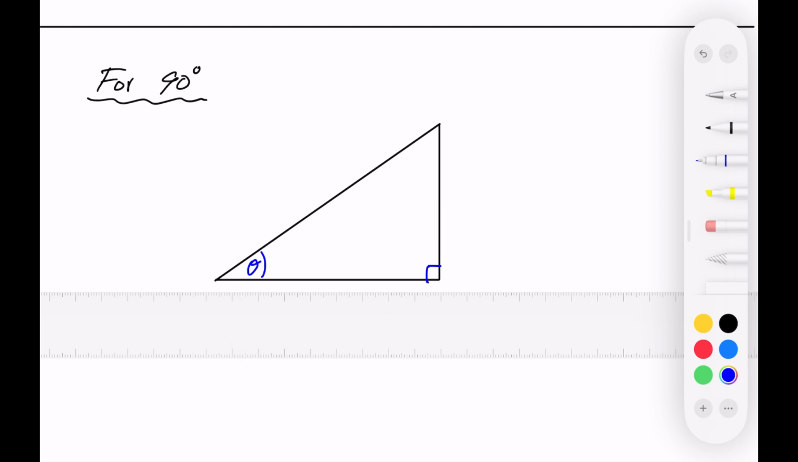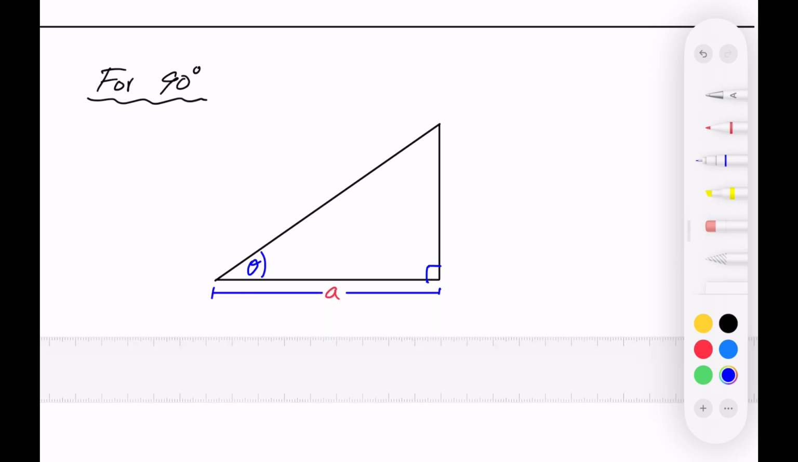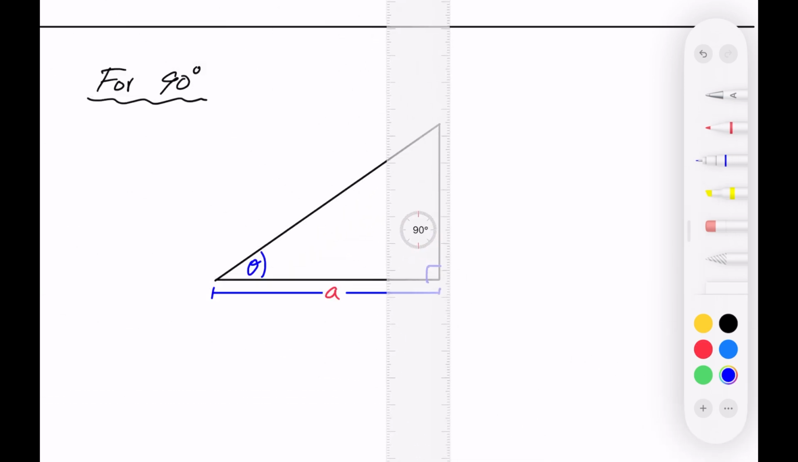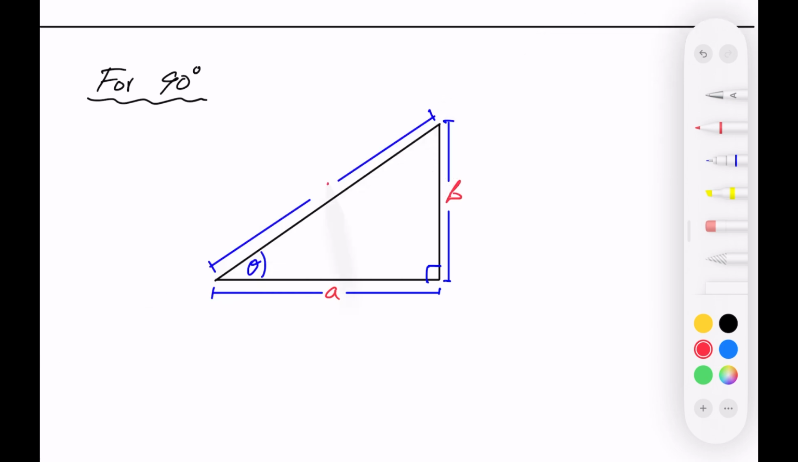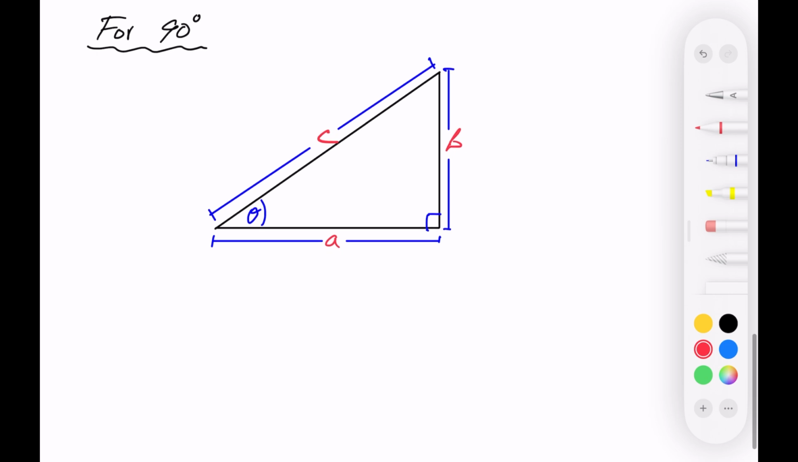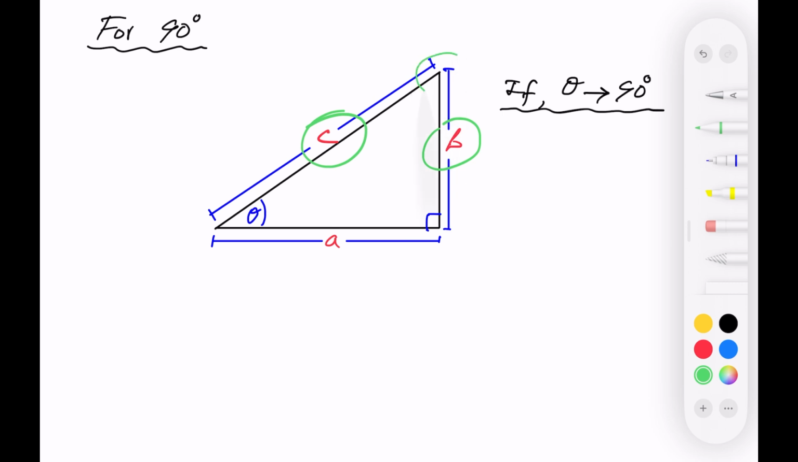Let me assume that the length of this side is equal to A. Similarly, let me assume the length of this side to be equal to B. Let me assume that the length of the hypotenuse is equal to C. Now we need to argue what will happen to these lengths if theta approaches 90 degrees. If theta approaches 90 degrees, what can you say about the point of intersection of this side and this side? The point of intersection is right here.